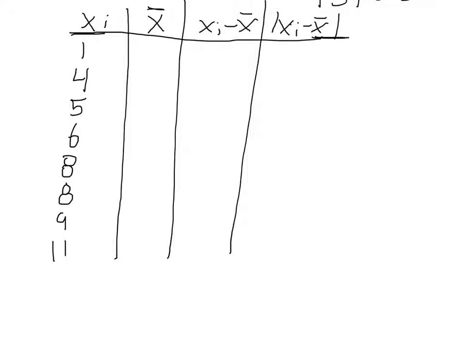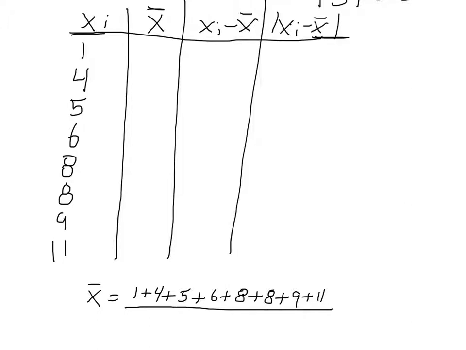The first thing we need to fill out in our table is what x bar is. We need to figure out what the mean is. So let's calculate that. Mean equals, we've got to add up all of our numbers: 1 plus 4 plus 5 plus 6 plus 8 plus 8 plus 9 plus 11, all divided by 8 because there's 8 numbers. If we do this calculation, we get that our mean is 6.5.